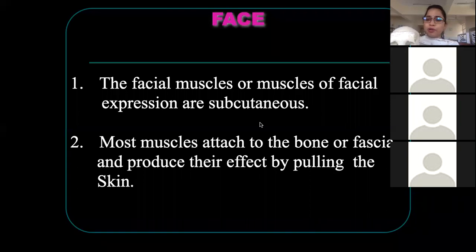How do they produce the effect of expression? By pulling the skin. Why can they pull the skin? Because they have a bony origin or attachment as well as attachment to the skin and fascia, right? I hope I'm clear, all of you. Everyone clear? Yes, ma'am.